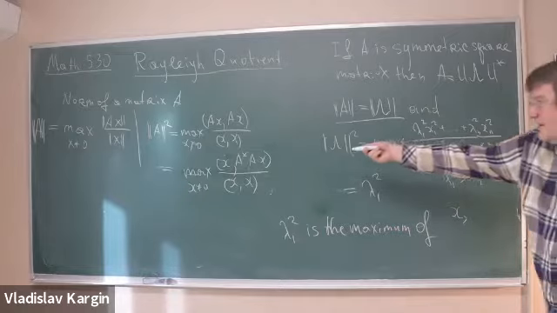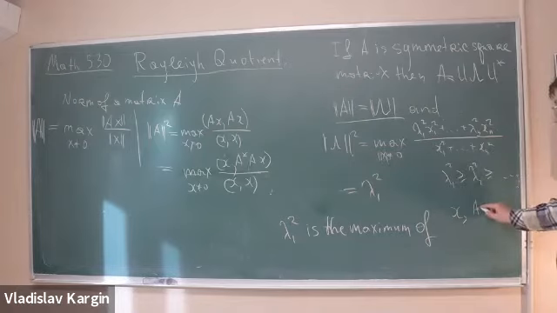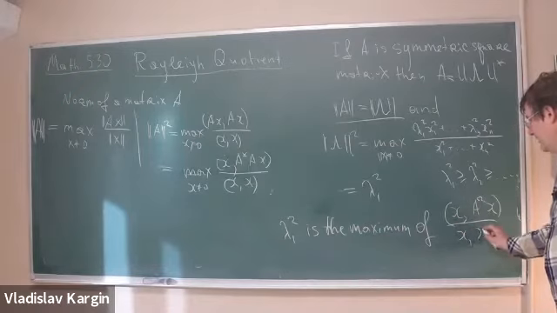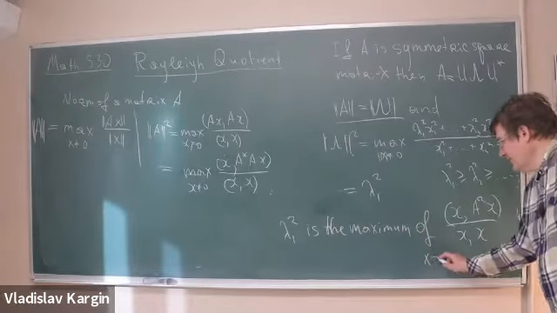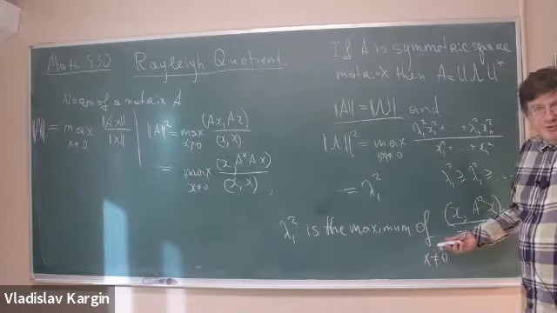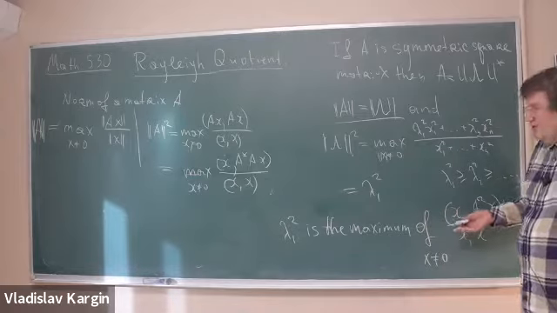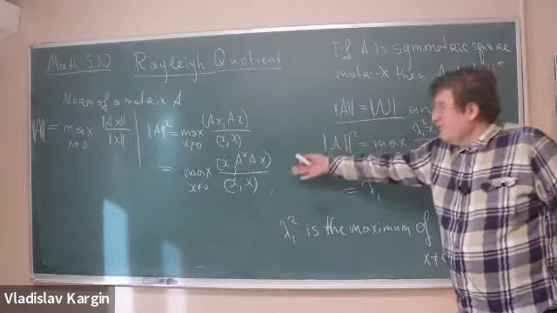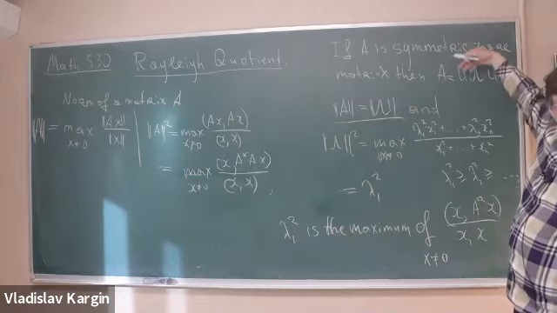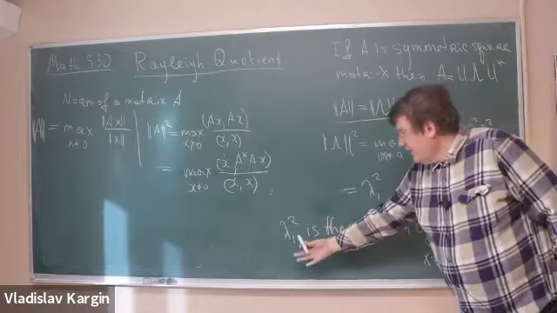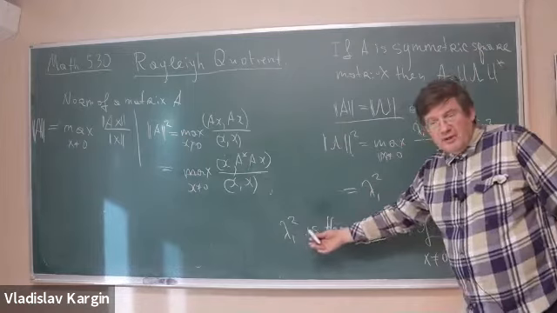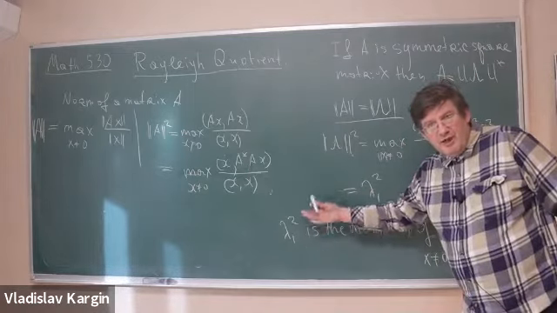Well, x transpose A squared x, in this case, is just the squared norm of Ax divided by x transpose x, and x not equal to 0. This whole argument shows that if you have a symmetric matrix, then the norm is equal to the largest absolute value of an eigenvalue.